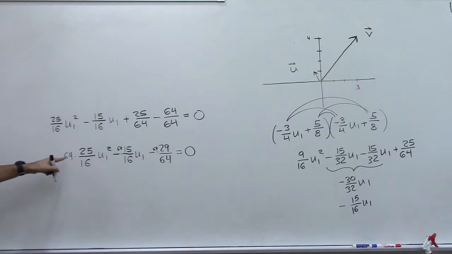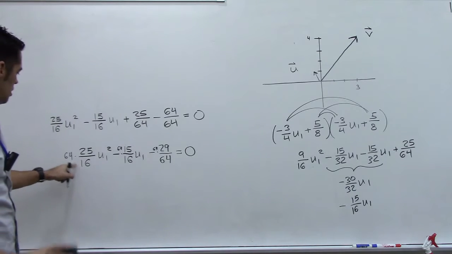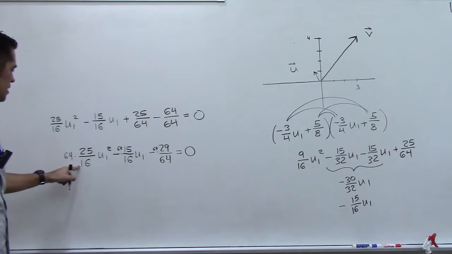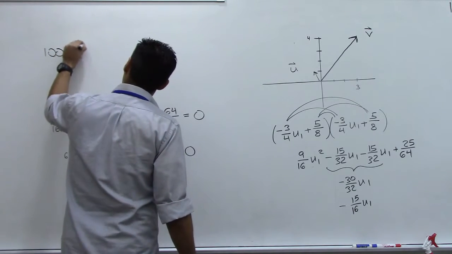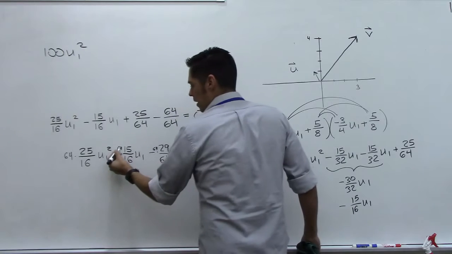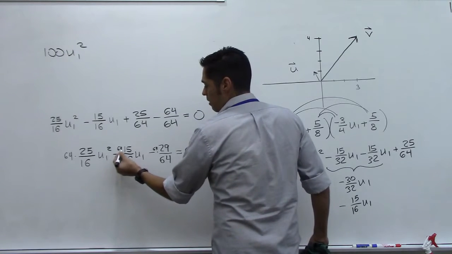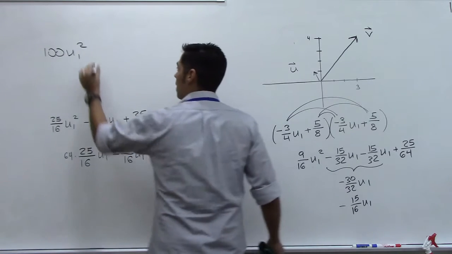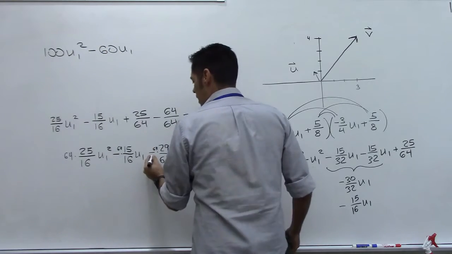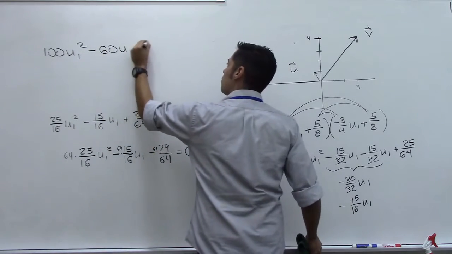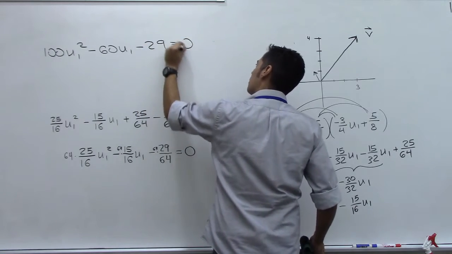so 64 divided by 16 is 4, right? It goes in there 4 times. Then times 25, so you get 100 u1 squared. Again, 16 goes into 64 4 times. 4 times 15 is 60, so minus 60 u1. And then over here, the 64's cancel, so minus 29 equals 0.